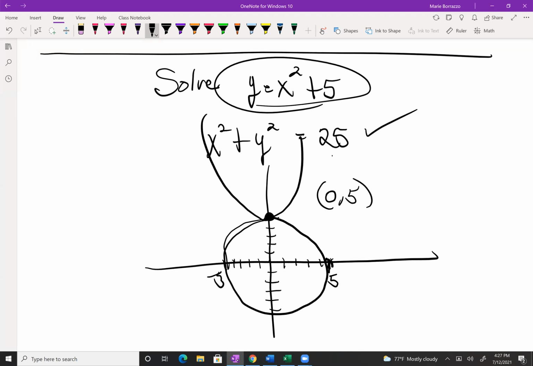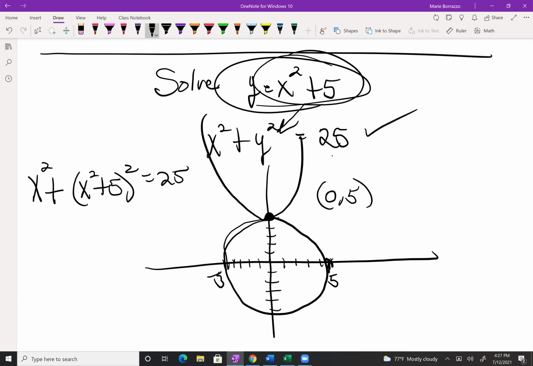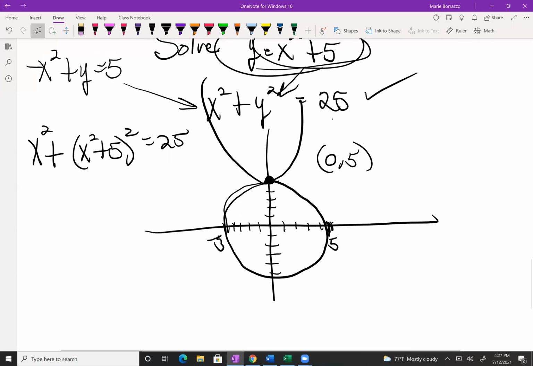Now, you want to substitute this in? We do the same thing we did last time. If y is equal to this, then basically we have x squared plus x squared plus 5 squared, and that's equal to 25. All right, so now we do a little math. If you want to do it the way we just did the last question, you would re-express this as negative x squared plus y is equal to 5, and we will combine it with that equation. So let's do that. You have choices.